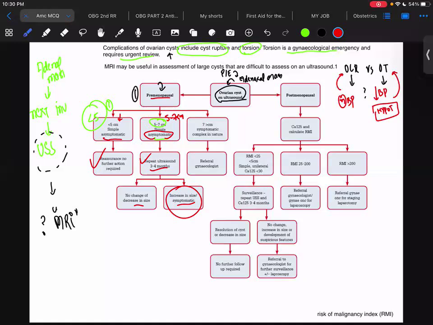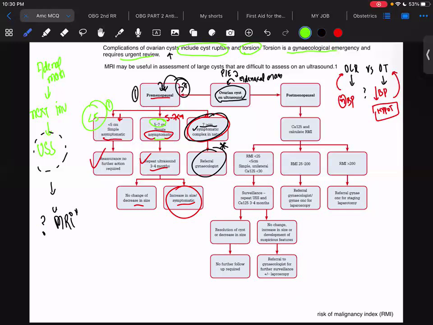You can go for the repetition of the ultrasonography. At the same time, if it is more than 7, if the patient is having a cyst of more than 7, or the patient is symptomatic, or it is complex in nature, we have to refer the patient first hand, because these are the characteristics of malignancy. Enlarged cyst, more than 7 in premenopausal.